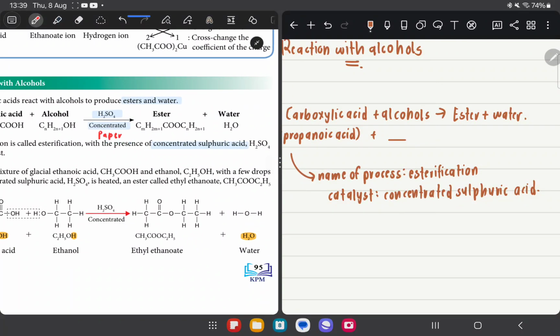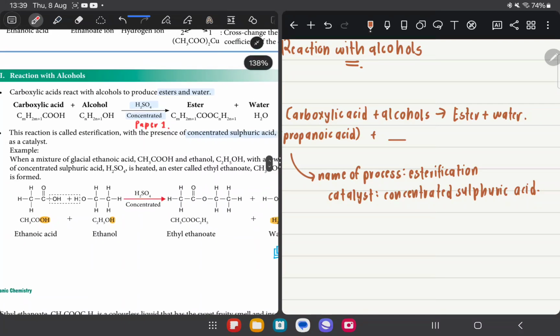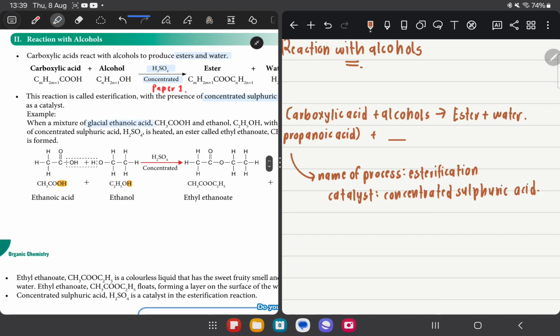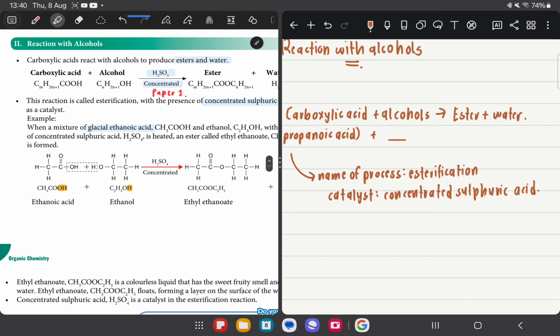What is the catalyst? Okay, and next, it gives one example. When a mixture of glacial ethanoic acid. What is glacial ethanoic? You will usually see glacial. So you have to think about what glacial is. Basically, a mixture of glacial ethanoic acid means it has a tendency to form ice-like crystals, something like that. And actually, wait, I have to ask my mentor what glacial actually is. Okay, it's okay.